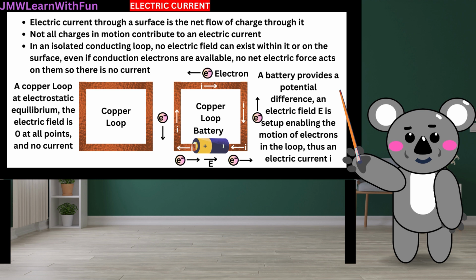The figure shows a copper loop at electrostatic equilibrium. The electric field is zero at all points, and there is no current. A battery provides a potential difference. An electric field E is set up, enabling the motion of electrons in the loop, thus an electric current I.